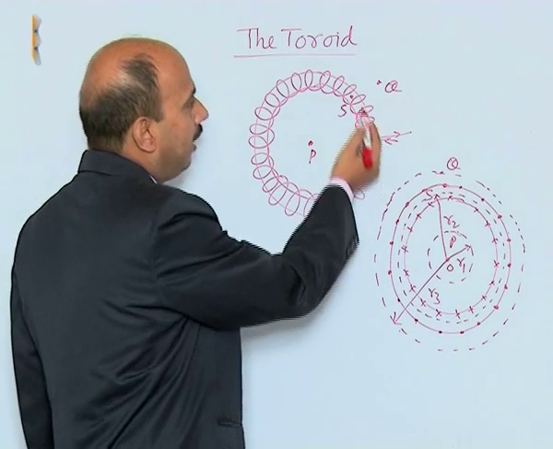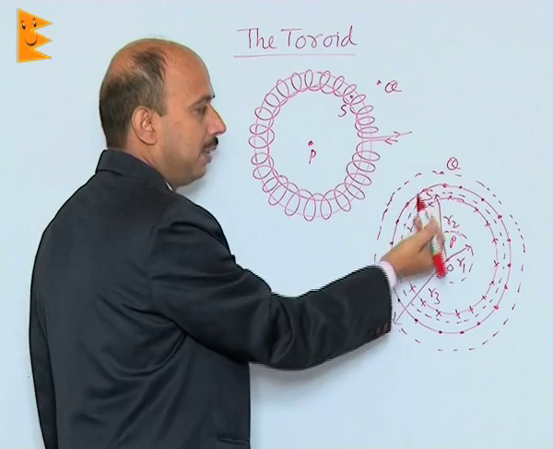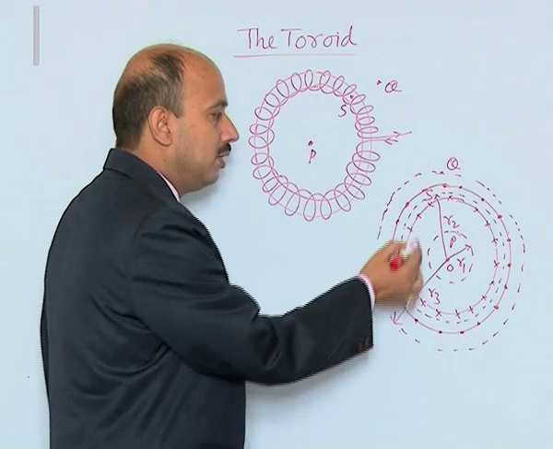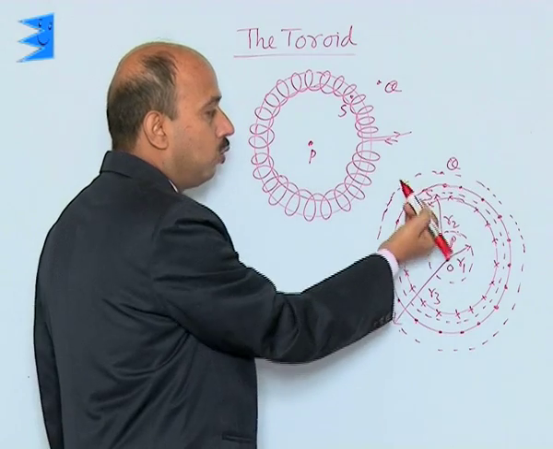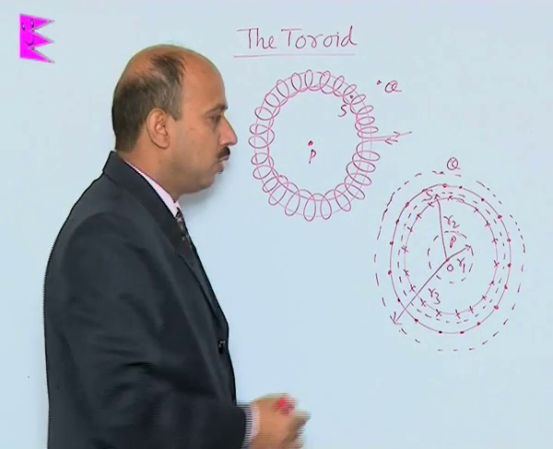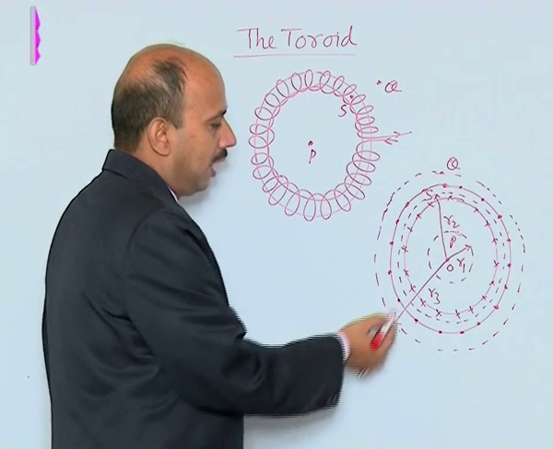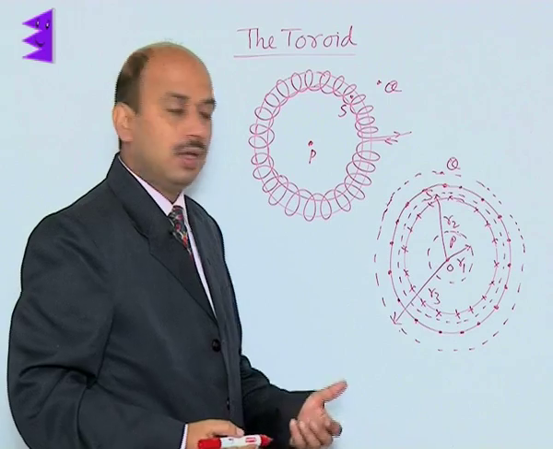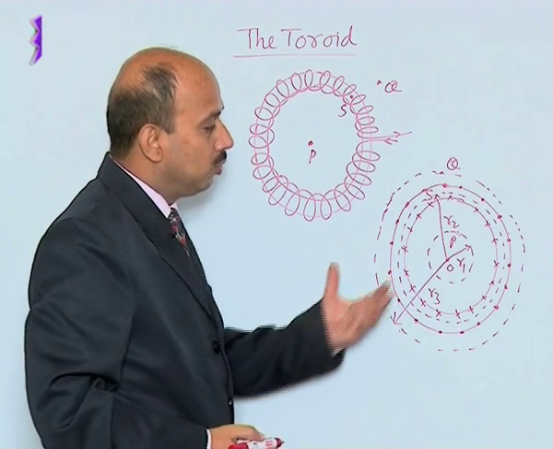From this side, the outer surface of this ring, current is coming out of the plane of the paper, and here the current is going into the plane. So the current is outward perpendicular to the plane and inward perpendicular to the plane. Outward is shown by the dots and inward, into the plane, by the crosses.